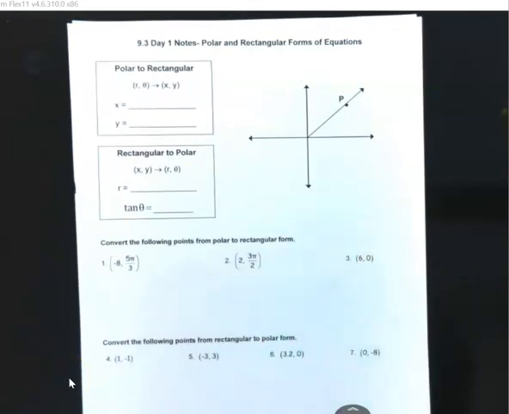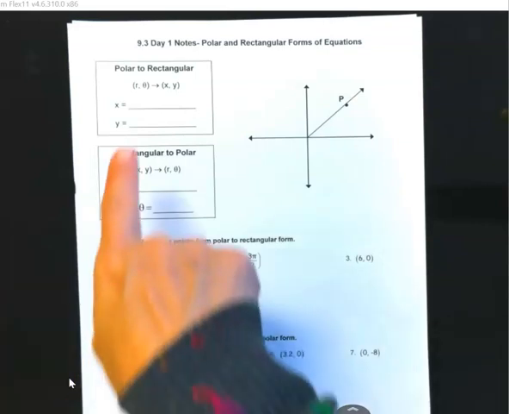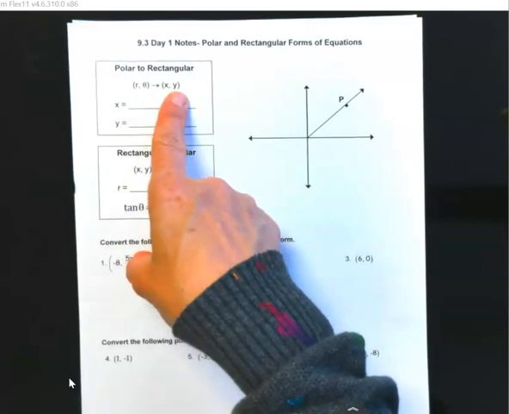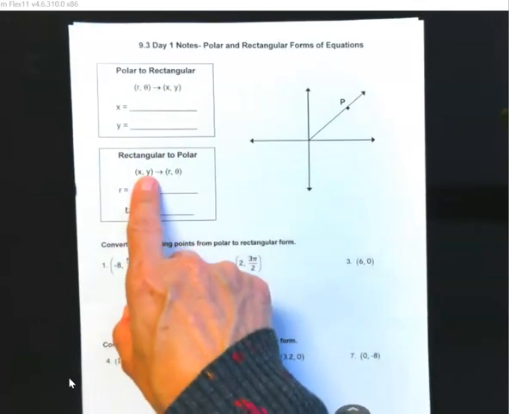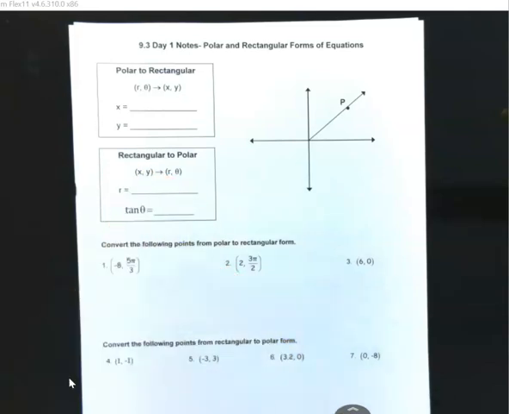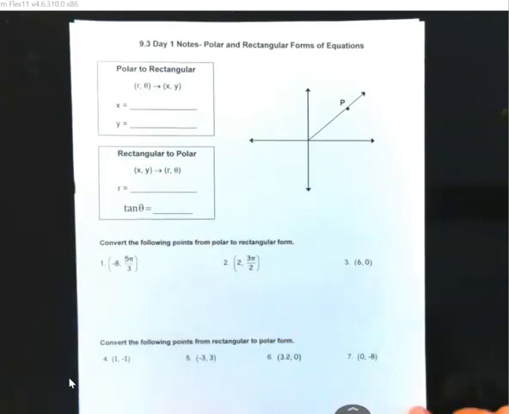Okay, guys, so we're going to still be doing stuff on a polar grid, but we're converting. So if I have a polar point, I need to be able to convert it to a coordinate grid, and vice versa. If I have a coordinate grid point, I need to be able to convert it to polar. So here's how we're going to do these.